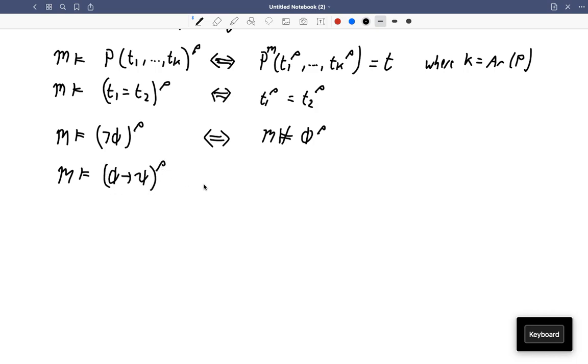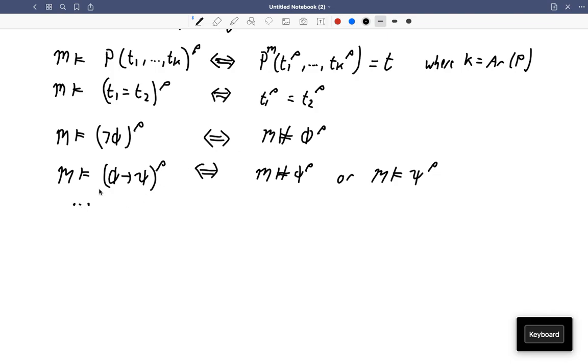We're going to again take the material meaning of implication, in which implication is considered as synonymous with, that's having the same meaning as, not phi or psi. So this will hold if and only if either it's not the case that phi is true under environment rho, or it is the case that psi is true under the environment rho.